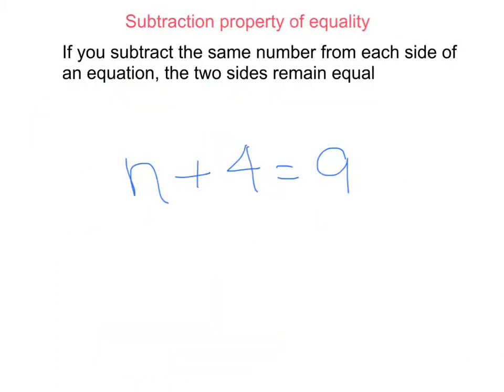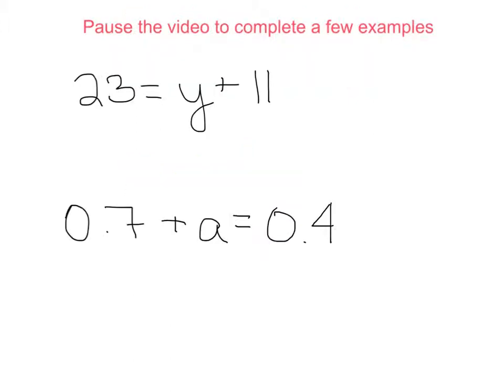The subtraction property of equality tells us that if you subtract the same number from each side of an equation, the two sides remain the same. So in this example, n plus 4 equals 9, you would subtract 4 to leave your variable. Pause the video to complete a few examples.